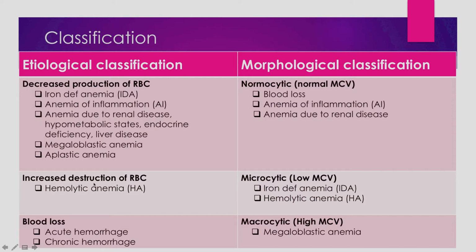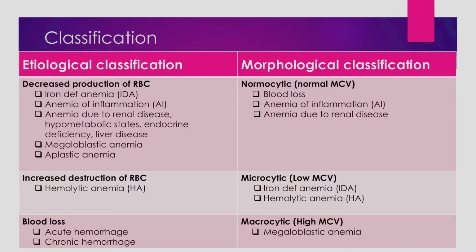Then increased destruction of RBCs, where the RBC is destroyed earlier than its complete lifespan, that is 120 days. Hemolytic anemia, there are certain anemias in which the destruction of RBC is increased, RBC is destroyed before its presumable time. So those conditions are called hemolytic anemia, for example thalassemia. Then blood loss. Acute hemorrhage, if some accident has happened and the person has lost blood, then the person will go into anemia after some time. So that is acute hemorrhage.